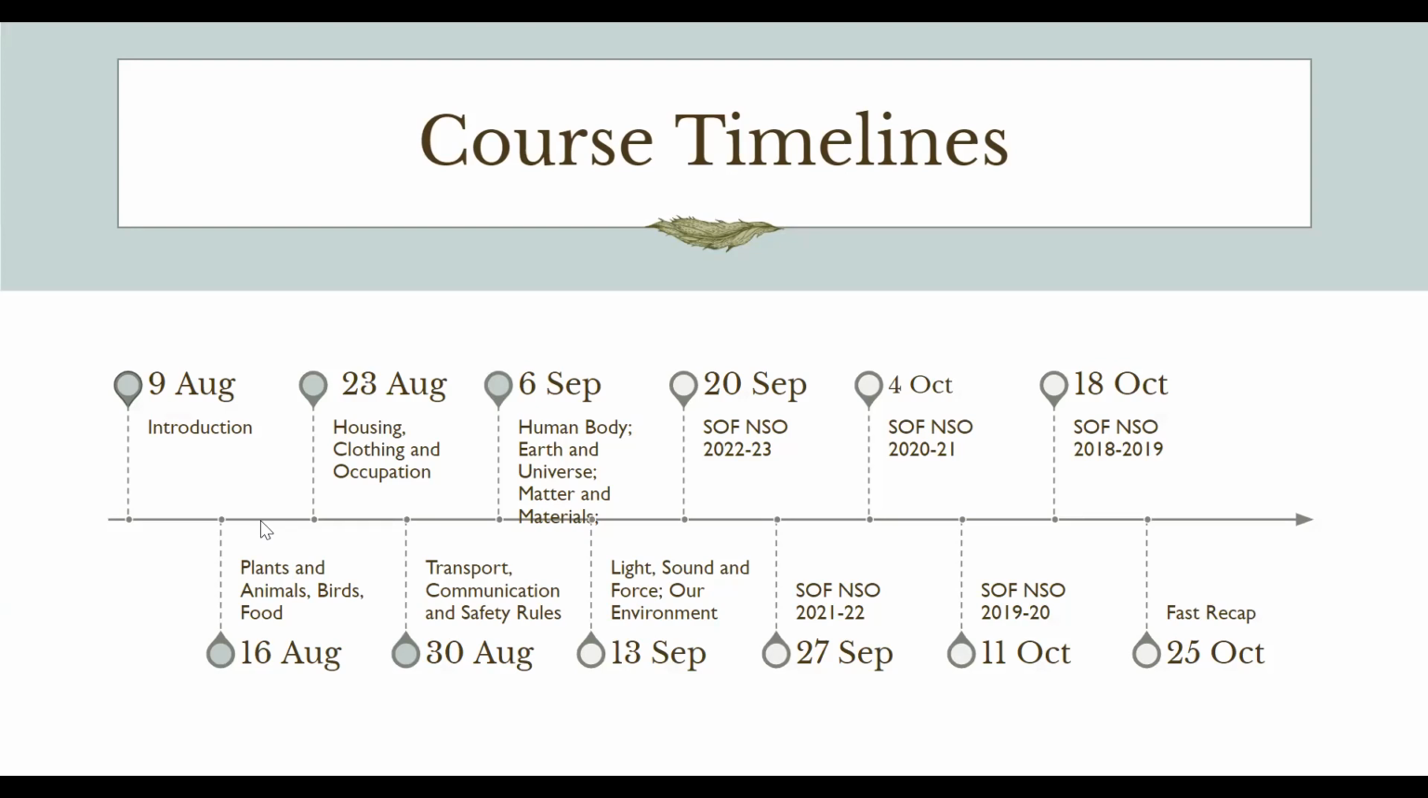Like what type of houses we live in, pakka house, kacha house, different types of houses and different types of places. Like in cold places, we live in igloos, and in warm places like Rajasthan.